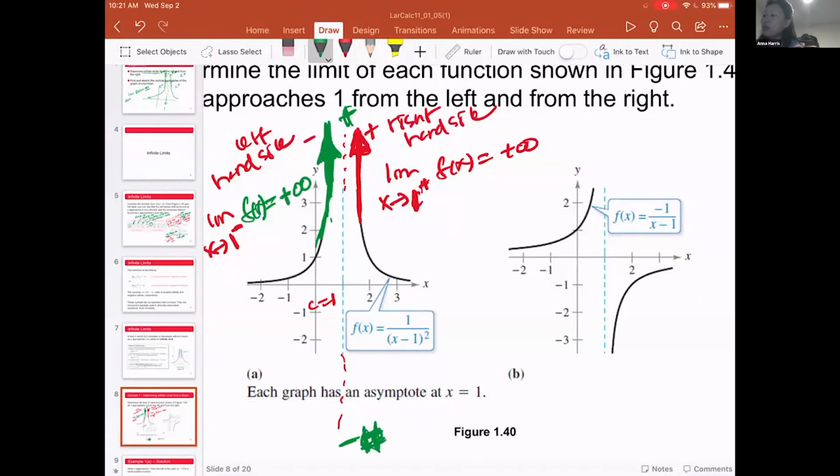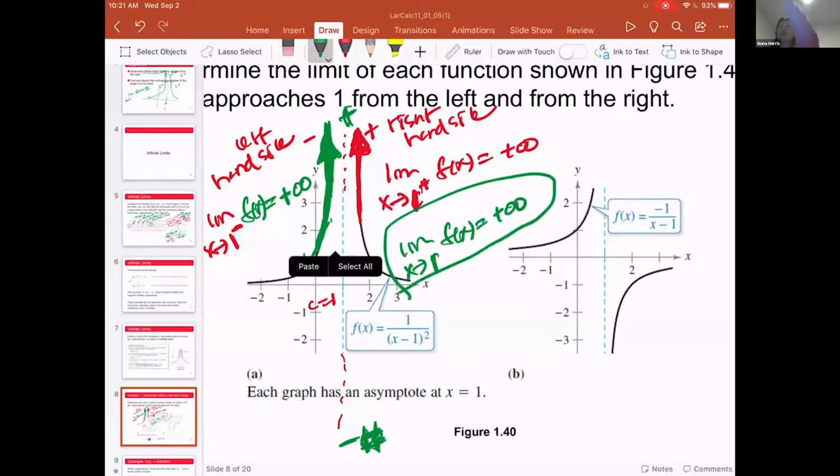So where does this one also go to? When you're looking at the left-hand side, this also goes to what? Positive. They're both positive. Are you with me? They're both going up. So what is the limit then? Positive infinity. Yes, positive infinity, because they're both going the same way. They keep going all up.